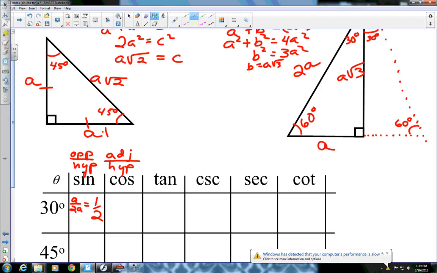Okay, so same for the cosine. Let's look at that one. I look at the side adjacent to the 30-degree angle. That's A root 3. And the hypotenuse is still 2A. So I have A root 3 over 2A. The A's cancel. And I get root 3 over 2. Okay, so then the tangent is opposite over hypotenuse. So let's see. 30 degrees. Opposite is A. Hypotenuse is A root 3. Yeah, you got that.